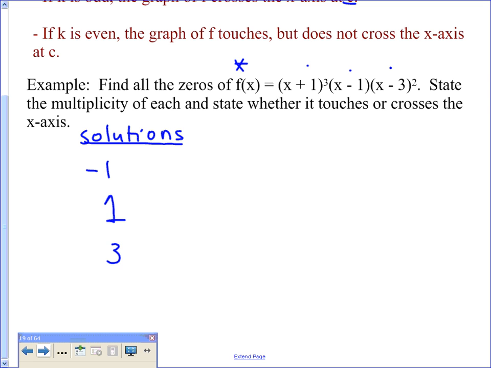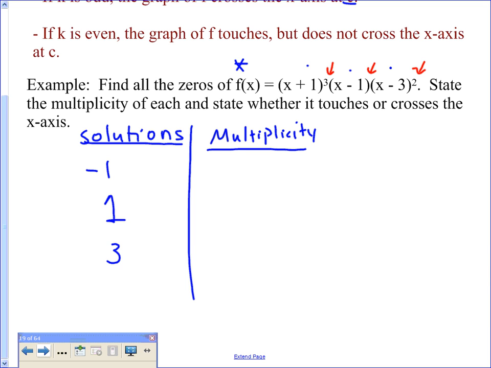Those are my solutions. Now what we're going to talk about is the multiplicity of each one. You can tell the multiplicity by looking at the exponents here. So -1 has a multiplicity of 3. 1 has a multiplicity of 1. And 3 has a multiplicity of 2.